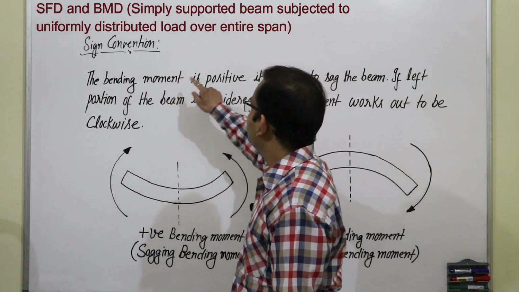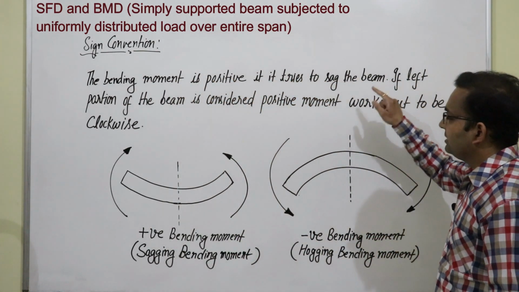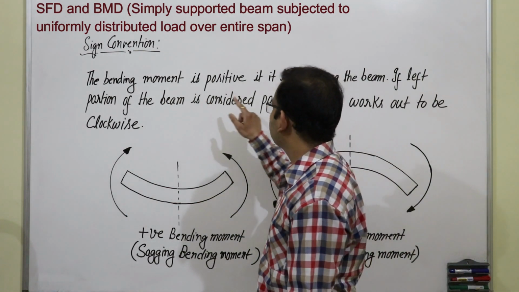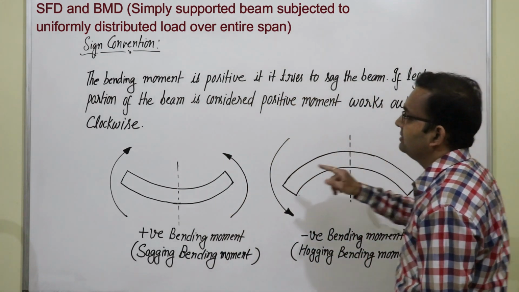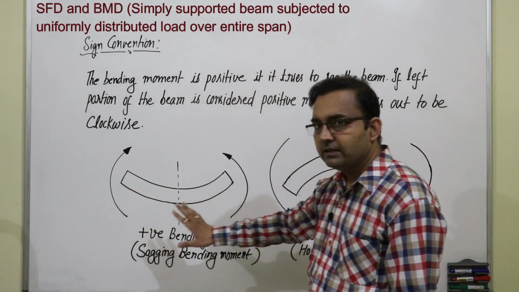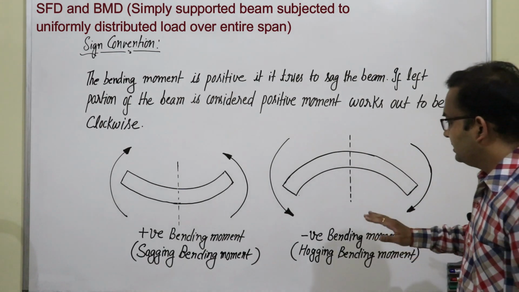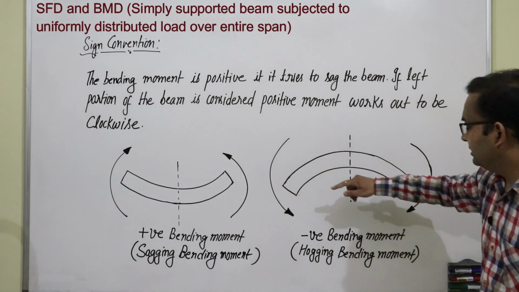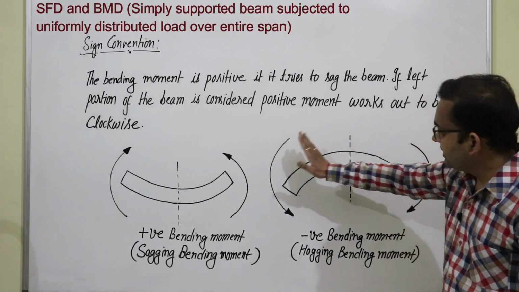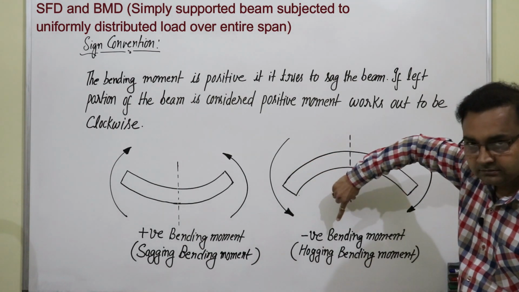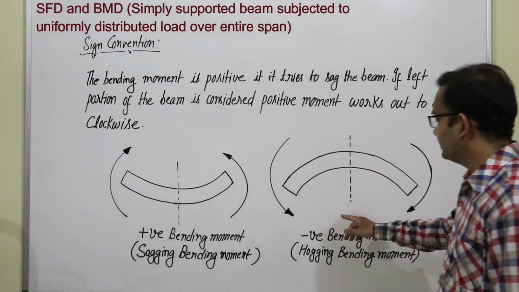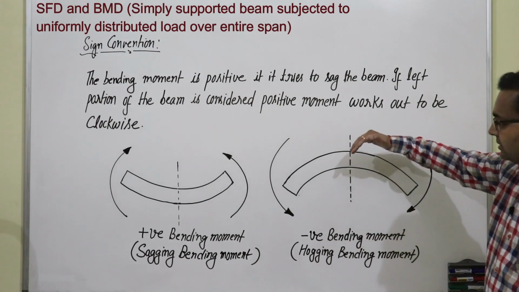Again we will see the bending moment is positive if it tries to sag the beam. If left portion of the beam is considered, positive moment works out to be clockwise. So, we are seeing this is clockwise moment and we are taking it as positive. If it is opposite of this one, it is hogging. So, we will see it is negative bending moment because at the left portion bending moment is anti-clockwise. This is positive bending moment in which beam is sagging. This is negative bending moment in which beam is hogging.